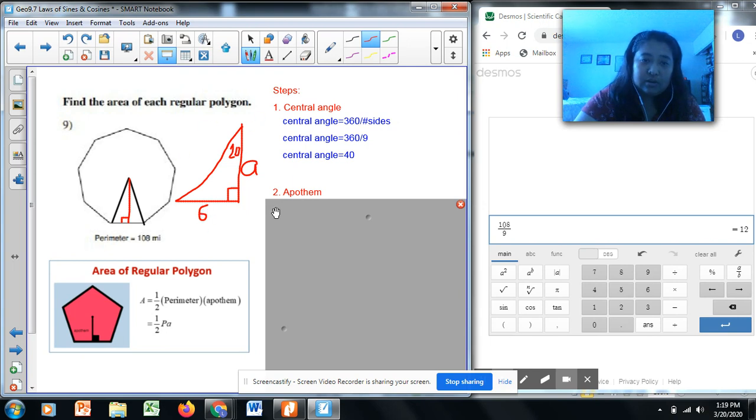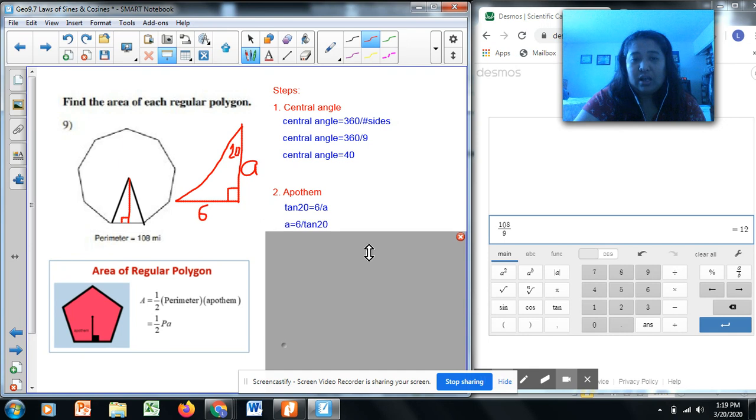Now, if you look at your triangle, 20 is an acute angle and 6 is the side opposite, while A is the side adjacent to 20. So that means to find A, we can use the tangent ratio. So tangent of 20 equals 6, the opposite side, divided by A, the adjacent side. If you want to solve for A by itself, you will get A is equal to 6 divided by tangent of 20.